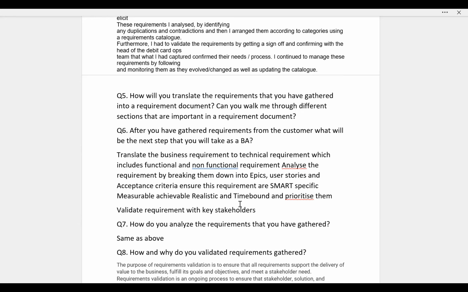I'll give you an example. Suppose this is the requirement I gathered from the customer. Then I captured or translated this requirement in the form of a use case. I gave the use case ID, I wrote the use case name, the description, the preconditions, the post conditions, the main flow, the alternate flow. These are the different sections in the use case. So you have to answer like that.